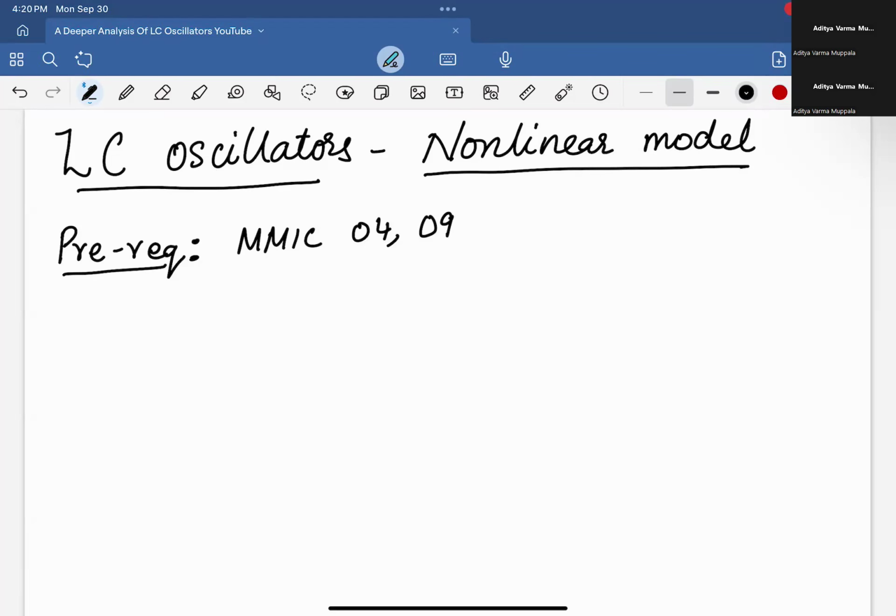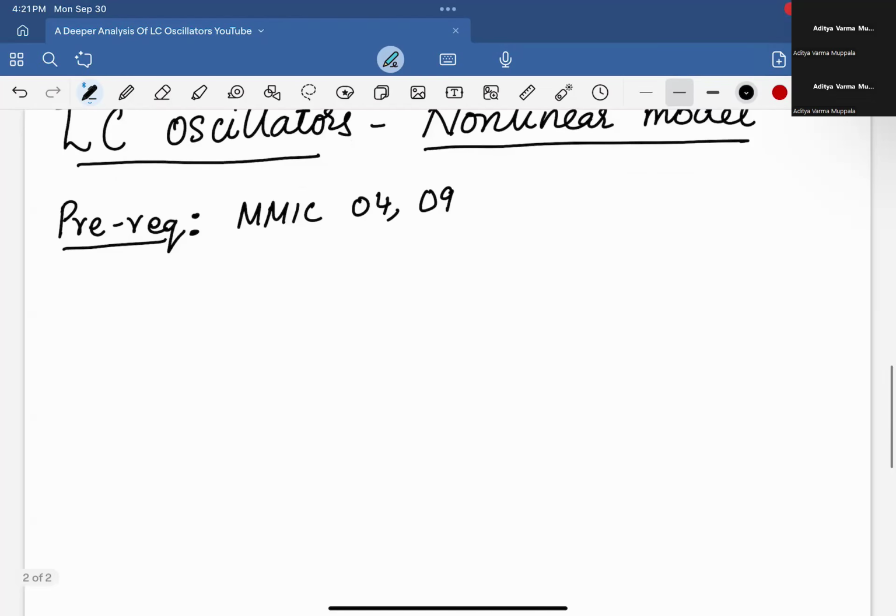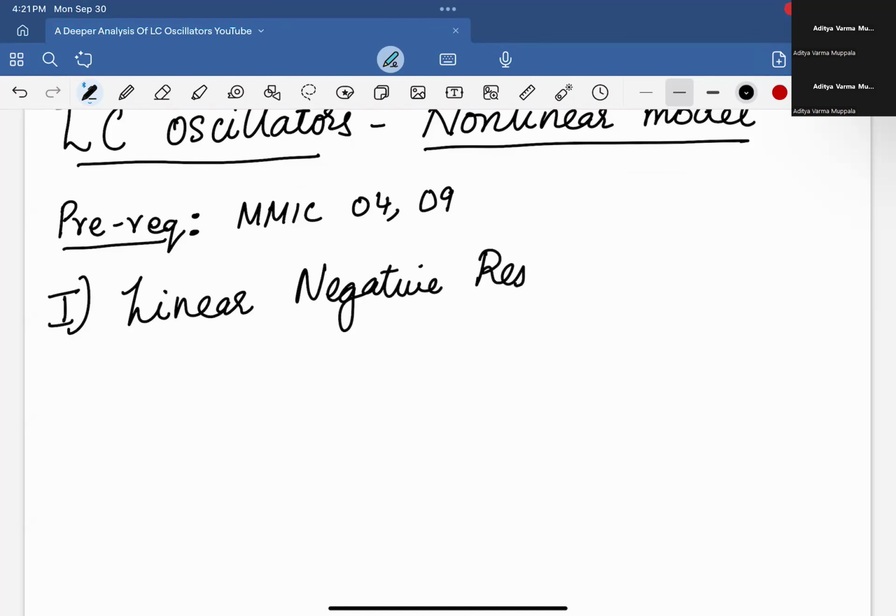cross-coupled LC oscillator. So just an LC oscillator in general, or the cross-coupled video where we discuss the startup condition and small signal sort of analysis for the startup condition. So we'll kind of take that forward in this video. Okay, so just to quickly recap, in that video we said, so I'll say this is the linear negative resistance model, right?